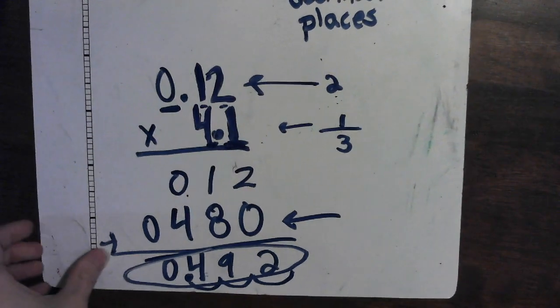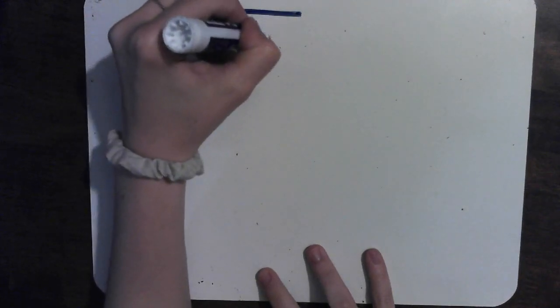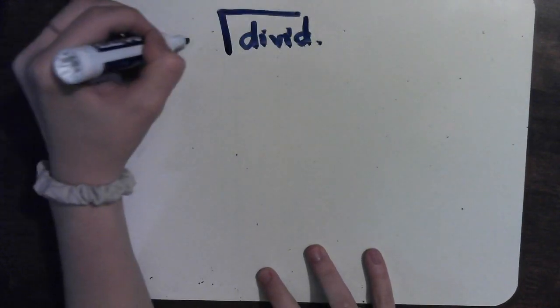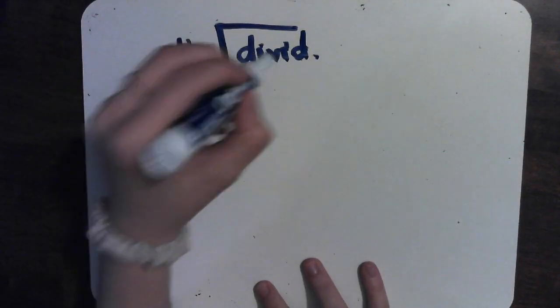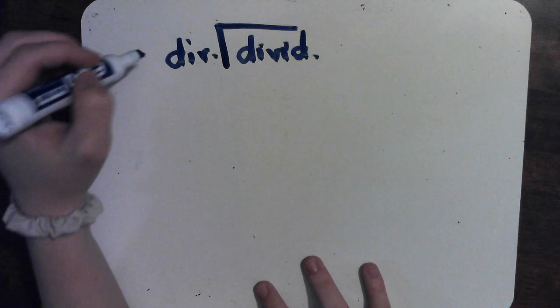All right. And last, we will do the division with decimals. So the deal with dividing with decimals is you are allowed to have a decimal in your dividend. You are not allowed to have one in your divisor. So this is our dividend. This is our divisor. You can have a decimal in here. You can't have one out here.